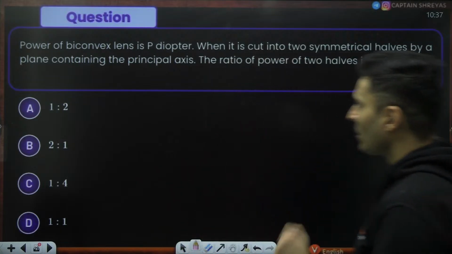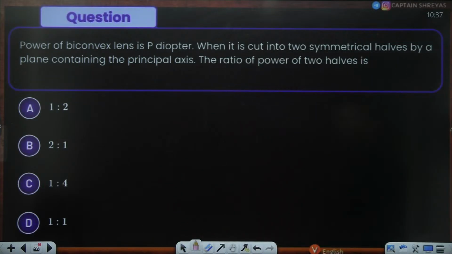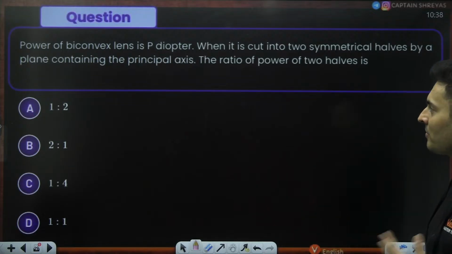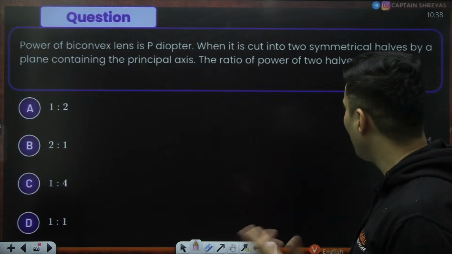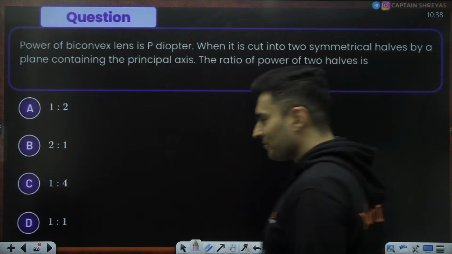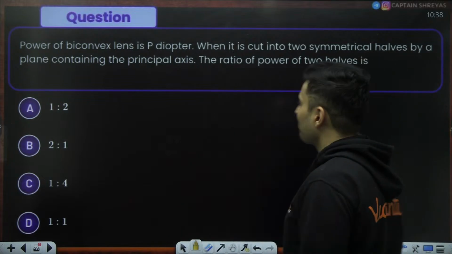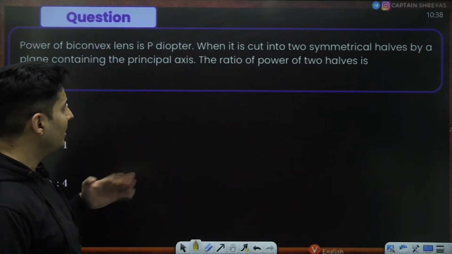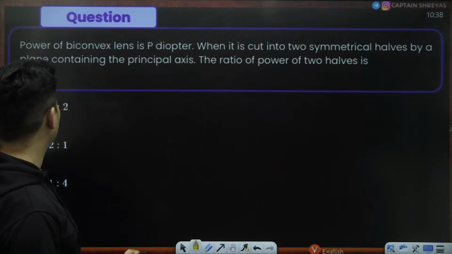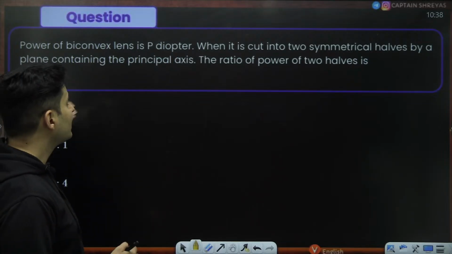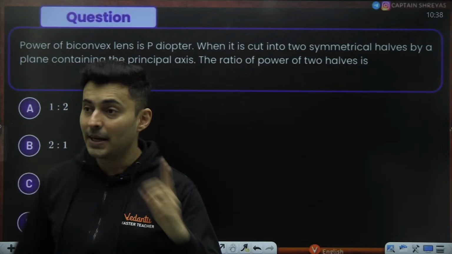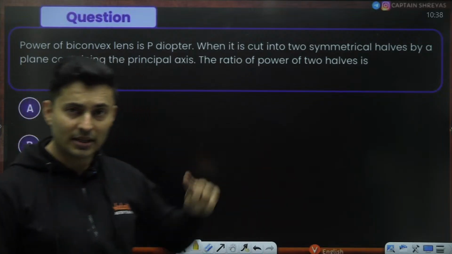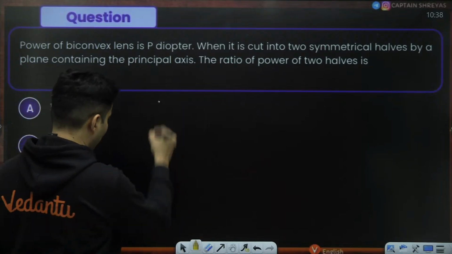Nobody will question. Power of a biconvex lens is P diopters. When it is cut into two symmetrical halves by a plane containing the principal axis, the ratio of the power of the two halves will be how much? Okay, so let's see. So biconvex lens, the total power is P. It is cut into two symmetrical halves by a plane containing the principal axis. By a plane containing the principal axis means what? Think carefully.